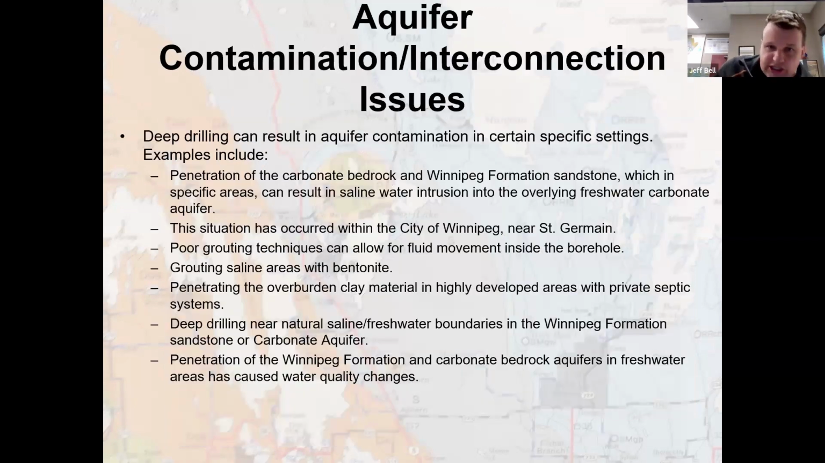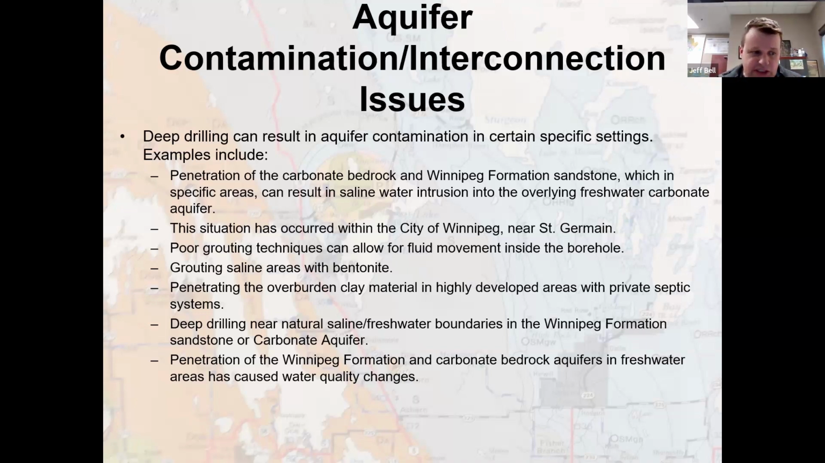Aquifer contamination and interconnection issues, I've lumped into one unit. I don't know if you remember when I was discussing the two bedrock aquifers that we have in Winnipeg, the Winnipeg Formation and the overlying Carbonate. They're overlying each other and they're protected by a thin layer of shale. The problem in Winnipeg in particular is, yes, part of the overlying bedrock is naturally salty, but underneath all of Winnipeg, the Winnipeg Formation is naturally salty. And the level in the Winnipeg Formation tends to be a little higher at times in the Winnipeg area.